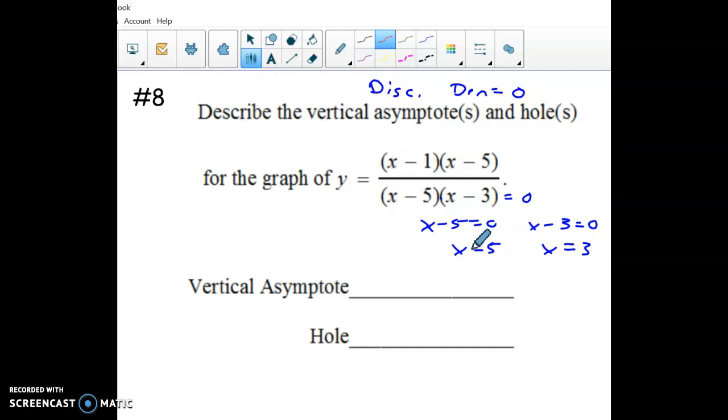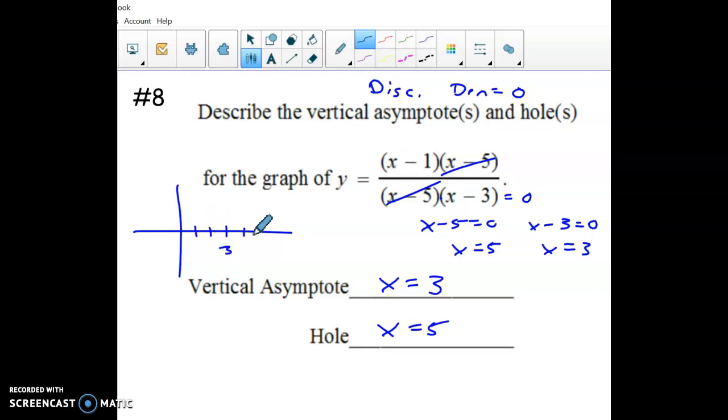And then to tell if it's a hole or an asymptote at those points, you have to look if it cancels out. If it cancels out like that, that's a hole. And if it doesn't cancel, the x minus 3 doesn't cancel up there, then the point x equals 3 is a vertical asymptote. So graphically, we would have breaks at 3 and 5, and then at 5 there'd be a hole, and at 3 there'd be a vertical asymptote. It might look something like that, where there's an asymptote at 3 and a hole at 5.